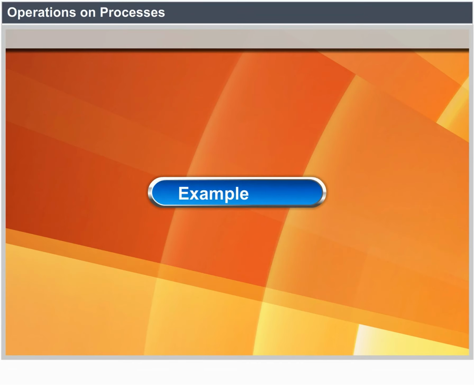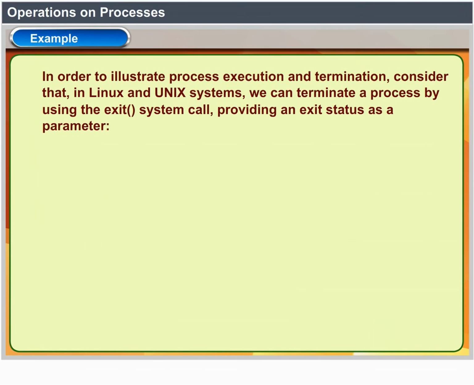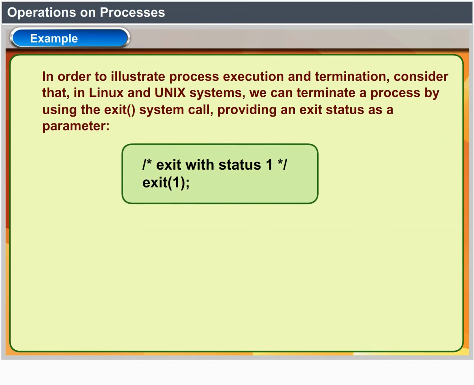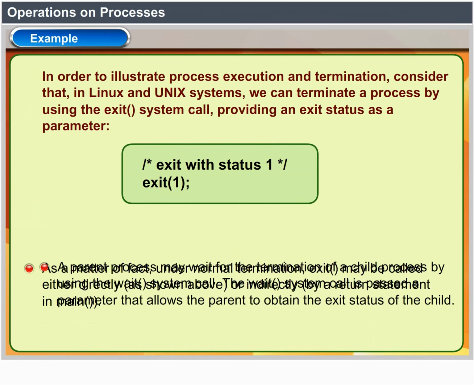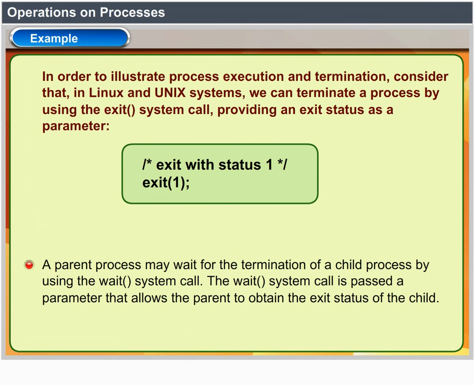Example. To illustrate process execution and termination, consider that in Linux and Unix systems, we can terminate a process by using the exit system call, providing an exit status as a parameter, as shown below. In fact, under normal termination, the exit function may be called either directly, as shown above, or indirectly by a return statement in the main function. A parent process may wait for the termination of a child process by using the wait system call. The wait system call is passed a parameter that allows the parent to obtain the exit status of the child.